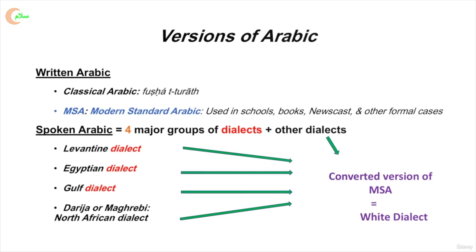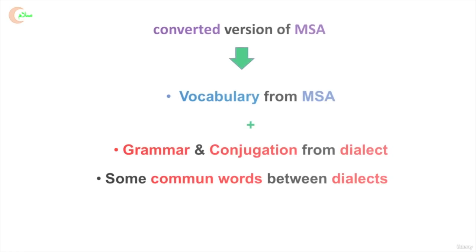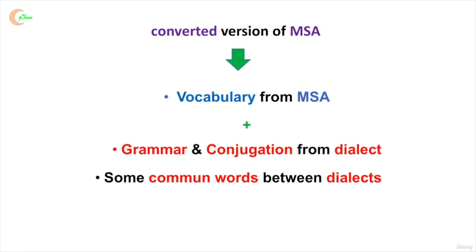So how do we convert Modern Standard Arabic? Converted or adapted Modern Standard Arabic is basically just taking the vocabulary from Modern Standard Arabic, and instead of using the complex grammar and conjugation of MSA, we use the grammar and conjugation from dialects. We also use some common words between dialects, which help Arabs understand each other.